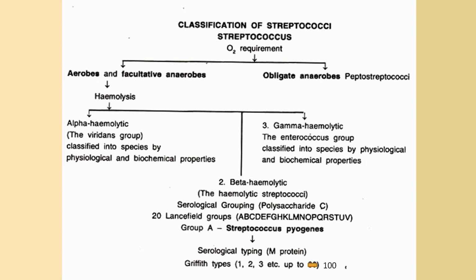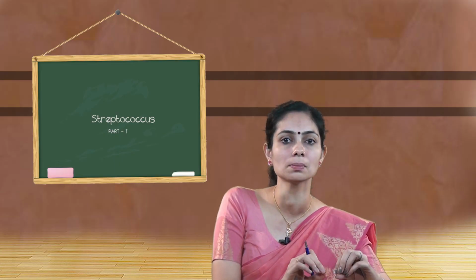The other group, aerobe and facultative anaerobe, as we have many, we are again classifying based on the hemolysis. It's a property which is seen on blood agar. So when we grow the bacteria on blood agar, you divide the bacteria into three groups: alpha hemolytic, beta hemolytic, and gamma hemolytic. This is based on the hemolysis. It's a property which you can observe only on blood agar.